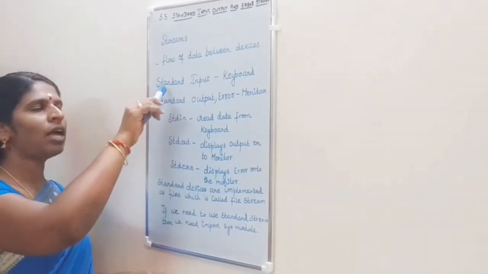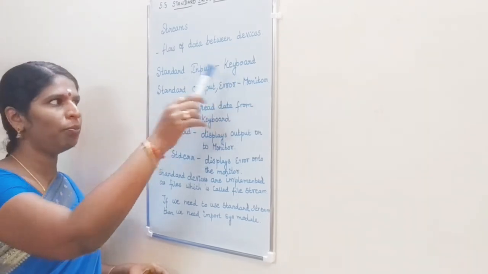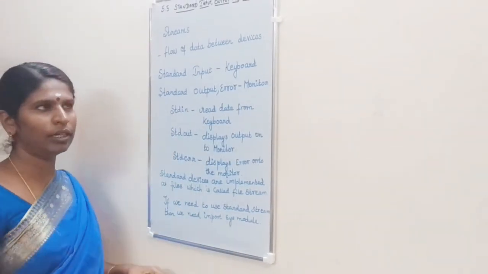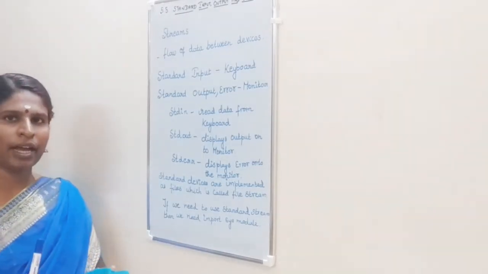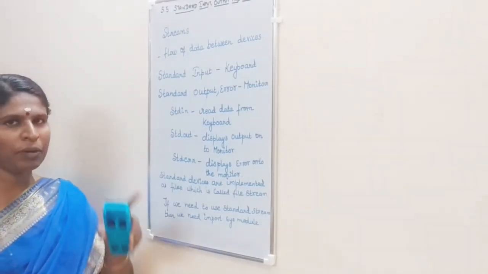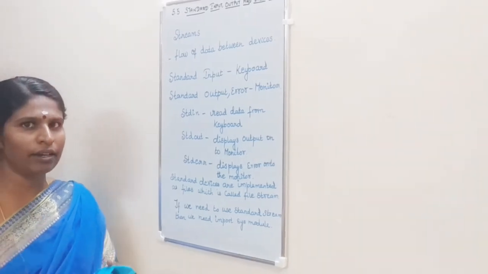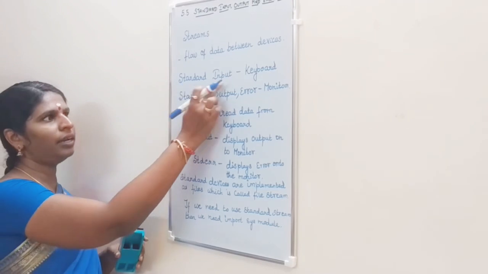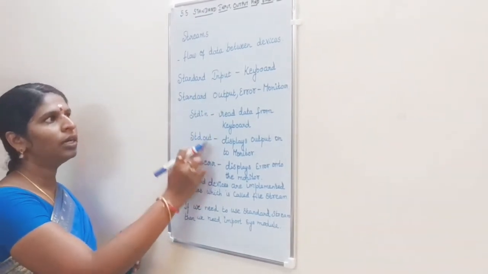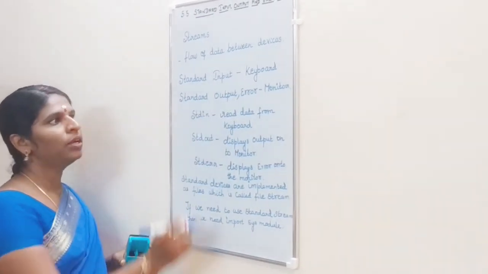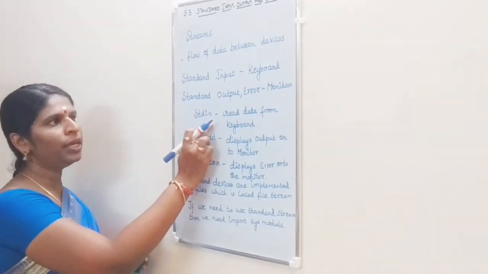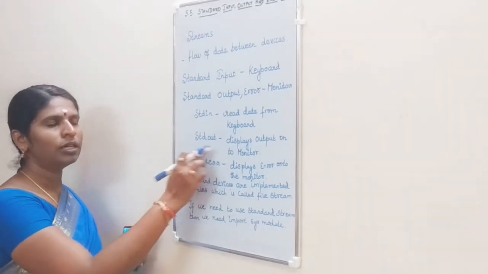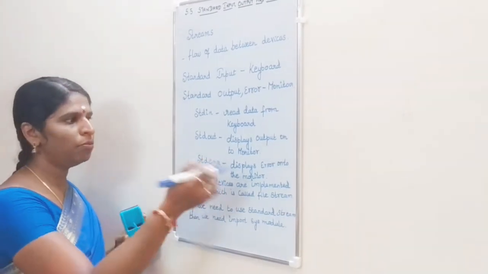We know that our standard input device is the keyboard and the standard output and error device is the monitor. We are getting the data through the keyboard and we are displaying the output as well as errors on the monitor. STDIN refers to standard input. STDOUT refers to standard output. STDIN is used to read the data from the keyboard. STDOUT displays our output onto the monitor.